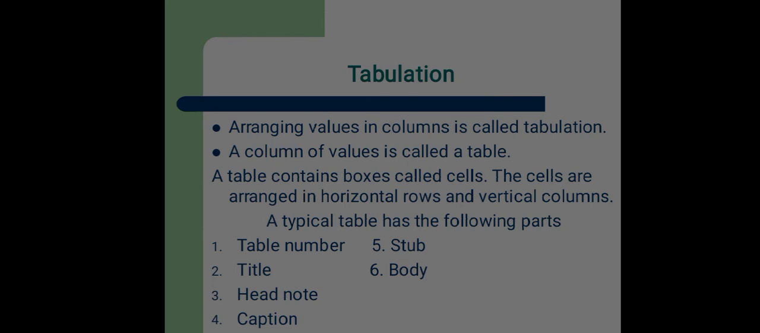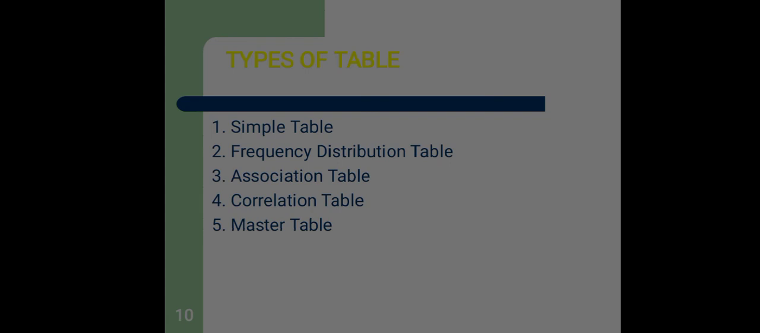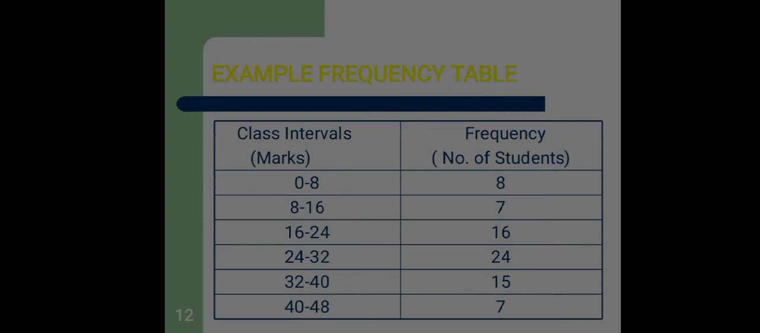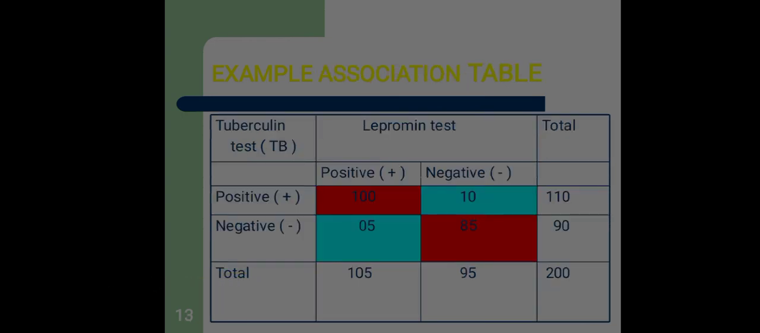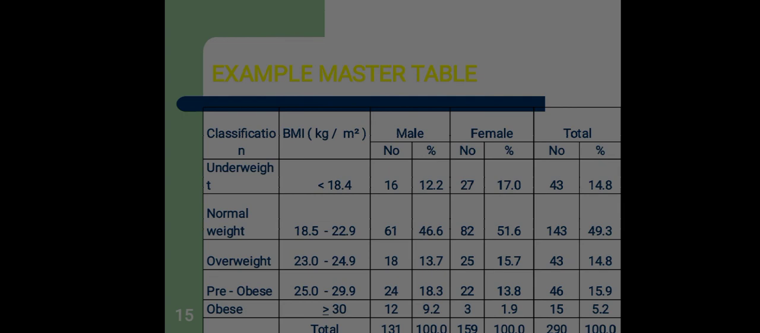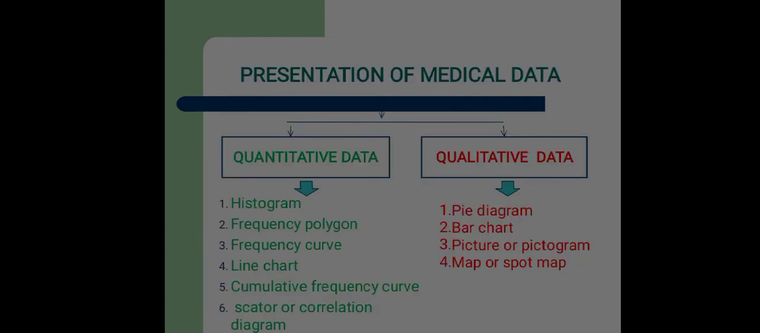A typical table has the following parts: table number, title, head note, caption, stub, and body. Types of table: simple table, frequency distribution table, association table, correlation table, and master table. Example of a simple table, example of a frequency table, example of an association table, TB data, example of a correlation table, height and weight, and example of a master table.